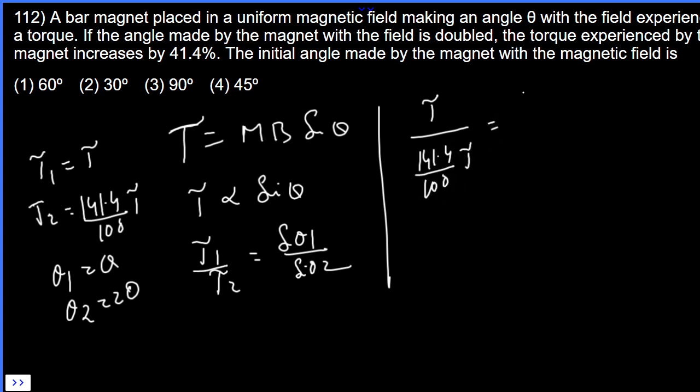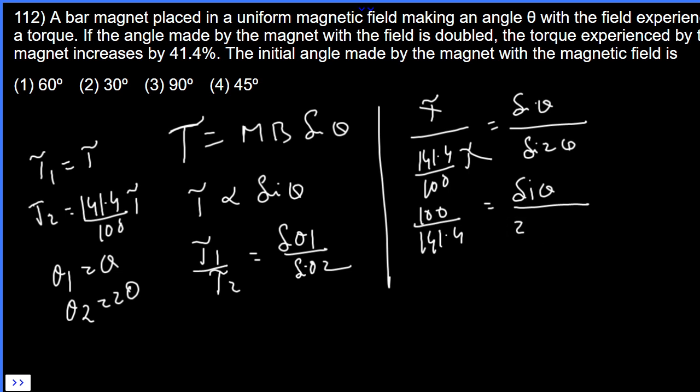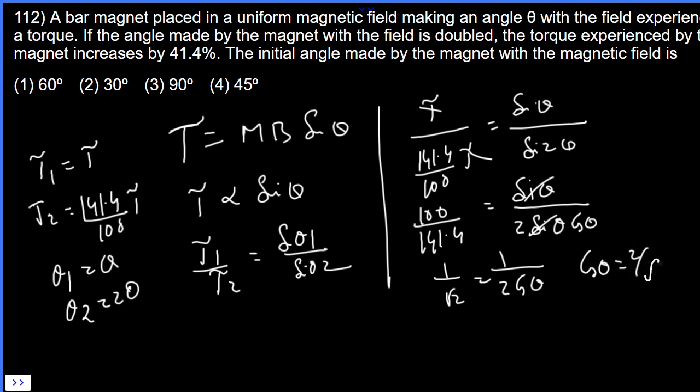Substituting these values, tau gets cancelled, and we get sin theta by sin 2 theta. From this, 100 by 141.4 is equal to sin theta by sin 2 theta, which can be written as 2 sin theta cos theta. Sin theta gets cancelled. It becomes 1 by root 2 is equal to 1 by 2 cos theta. From this, cos theta is equal to 2 by root 2.